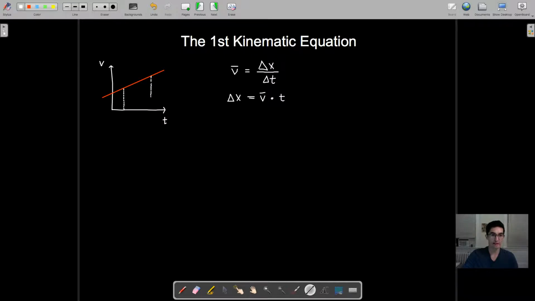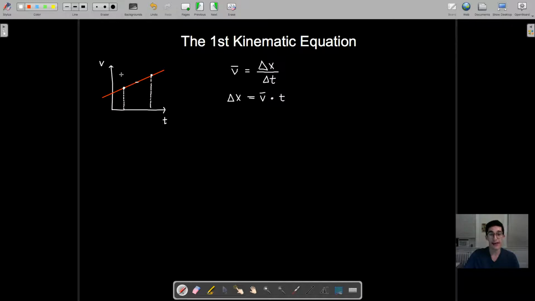What is my average velocity? It's going to be somewhere here-ish, right? It's going to be halfway in between. How do we know that? Well, the average of two numbers is just those two numbers added and divided by 2.